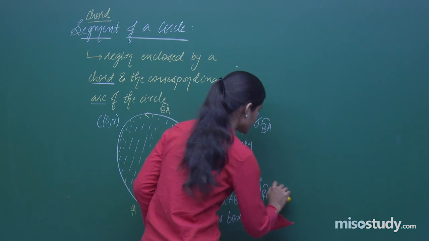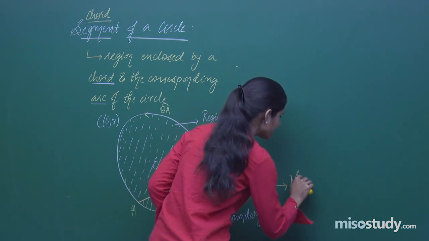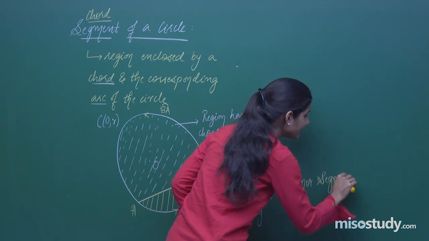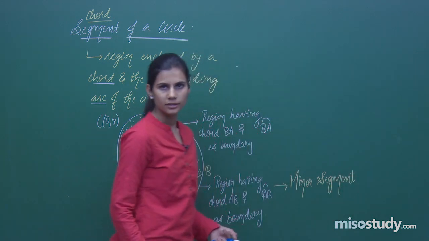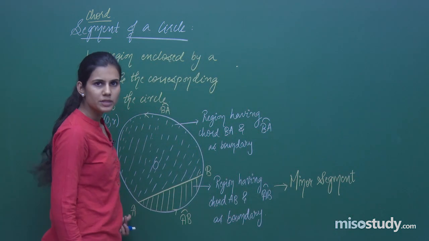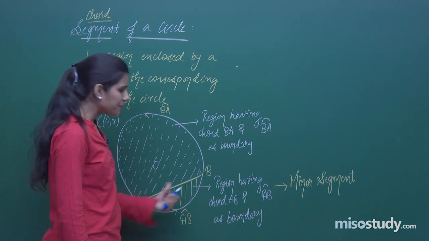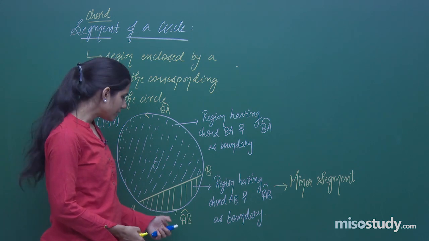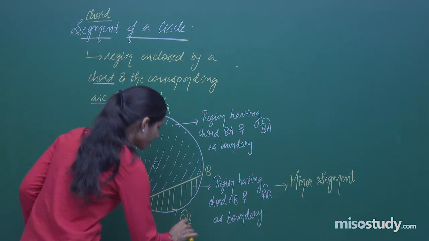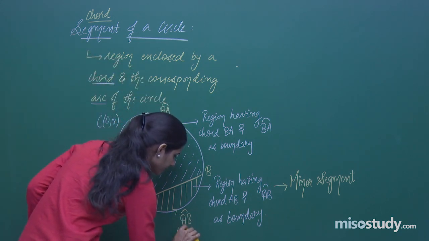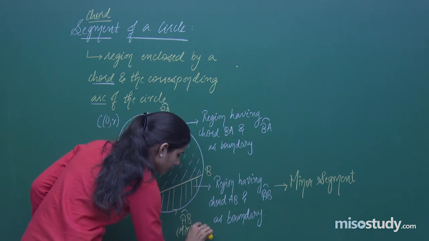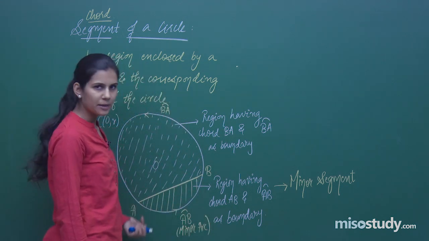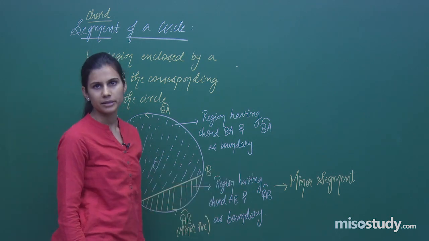So this in this case is a minor segment, because minor arc is a part of its boundary. AB arc is a part of its boundary. I know that AB arc and the AB chord are its boundary. So AB arc is actually a part of its boundary, wherein the AB arc is the minor arc. So because this is the minor arc and minor arc is the part of the boundary of this segment, this segment is a minor segment.